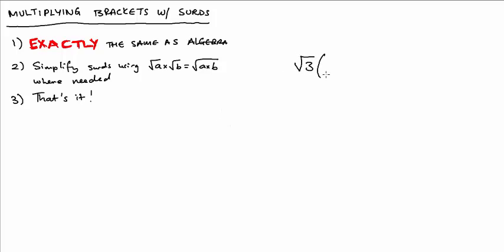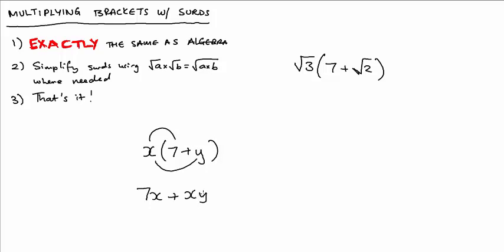Say you've got root 3, add 7, minus, let's start with plus, keep everything simple, root 2. The first thing I always keep telling you is this works exactly the same as algebra. There's a few ways. You could see this as x bracket 7 plus y. If you multiply those brackets out, you get 7x plus xy. Well, guess what you get here? You'll get 7 root 3 plus root 3 root 2.